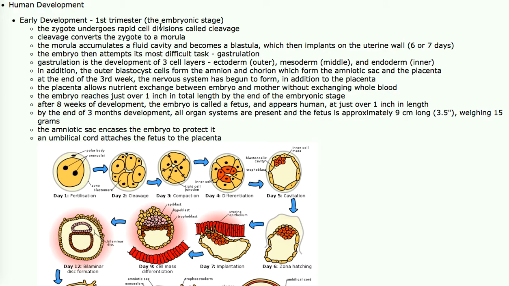The first 8 weeks or so is the first trimester, and then the second trimester is more like 4 months. And then the third trimester is about the last 3 months. The process of the zygote undergoing rapid cell divisions is called cleavage.